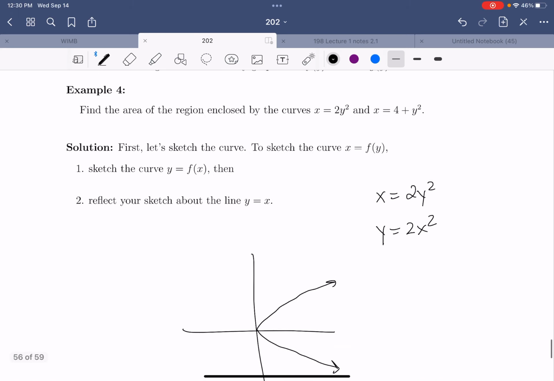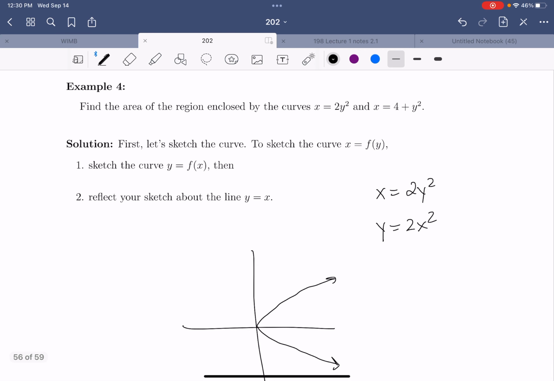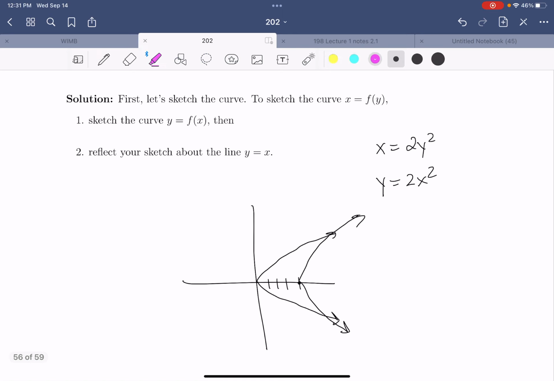And then you have x equals 4 plus y squared. So if I go to 1, 2, 3, 4, this is a parabola that also opens to the right. So it's going to look like this, I think. And so what happens is we get this space between the two curves. And again, if I'm not sure, let's see if I did it right.